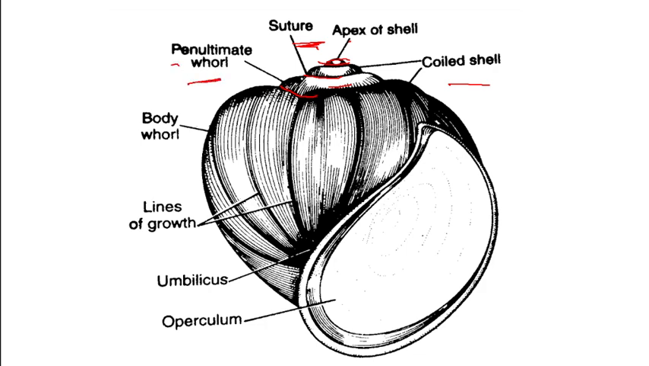सबसे last के पहले वाला ये whorl है. The body whorl, this is called the body whorl. These are the lines of growth that you can see. This is the umbilicus. This part is called the umbilicus and this is the operculum.